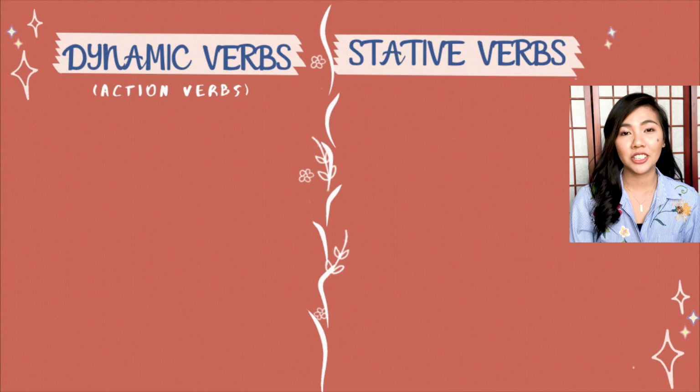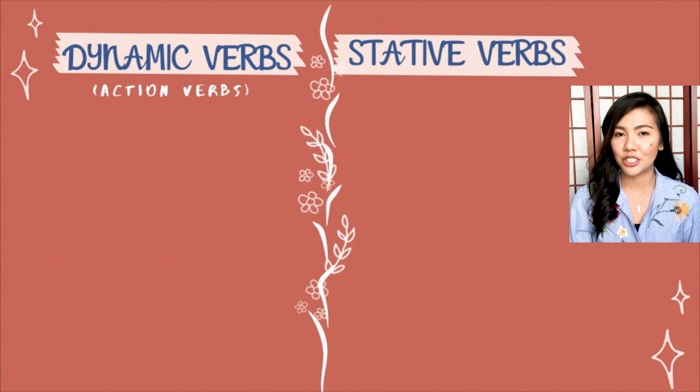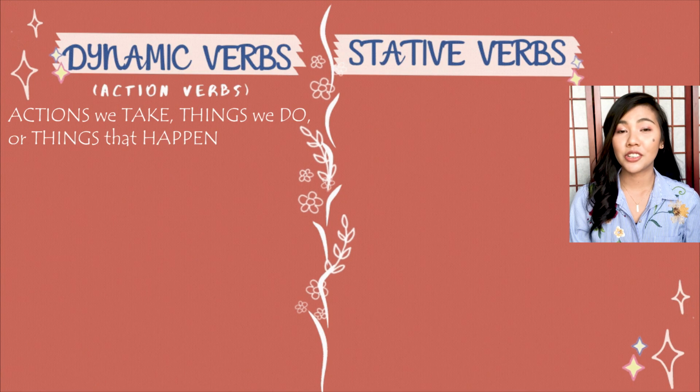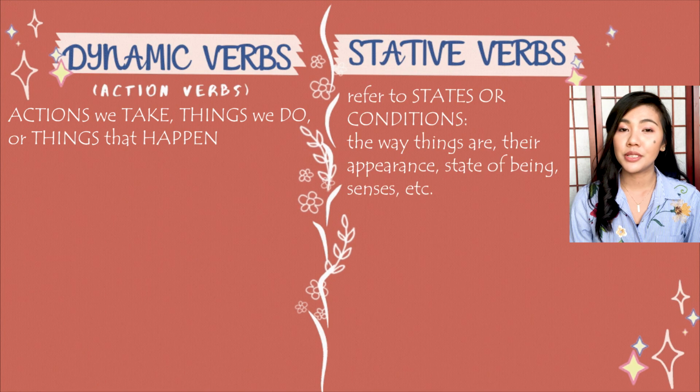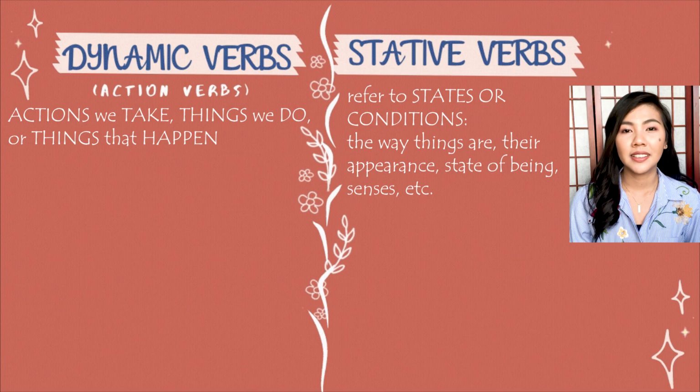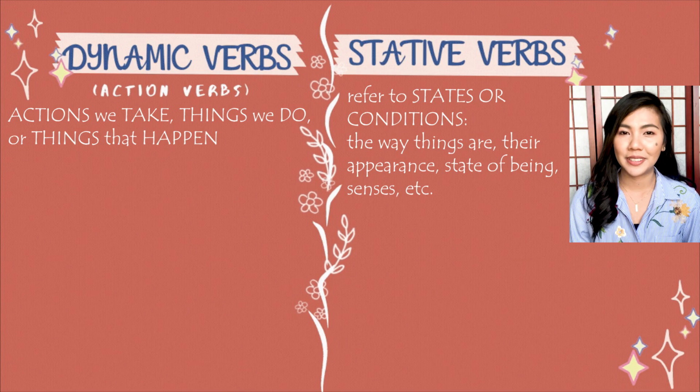Most verbs in English are what we call dynamic verbs, also referred to as action verbs. Action verbs describe actions we do, things we do, or things that happen. Whereas stative verbs refer to states or conditions. They refer to the things they are, their appearance, state of being, senses, etc. So let's look at the difference.